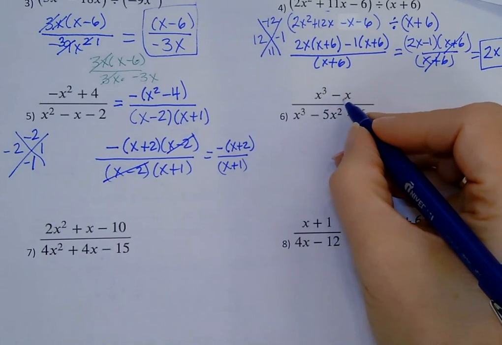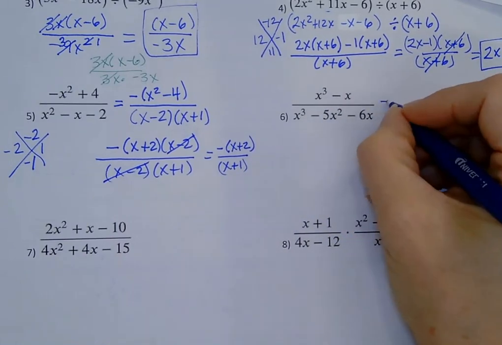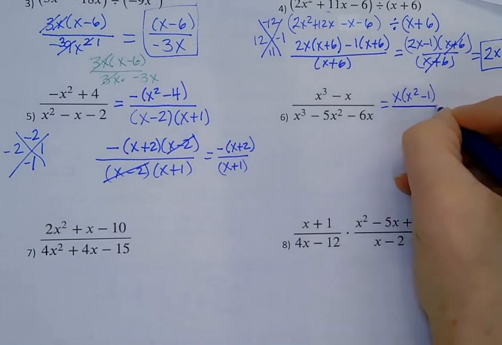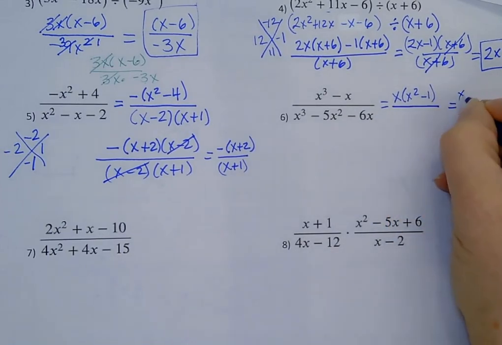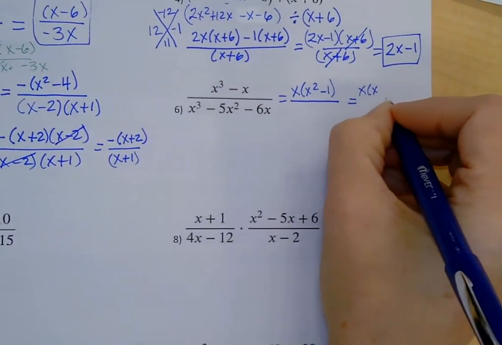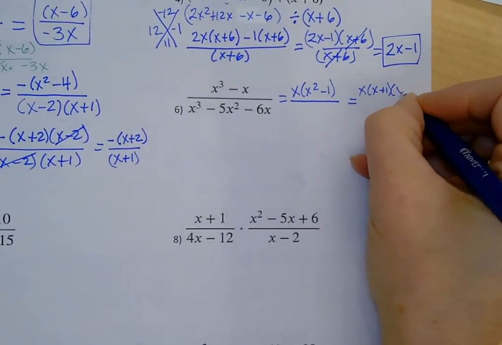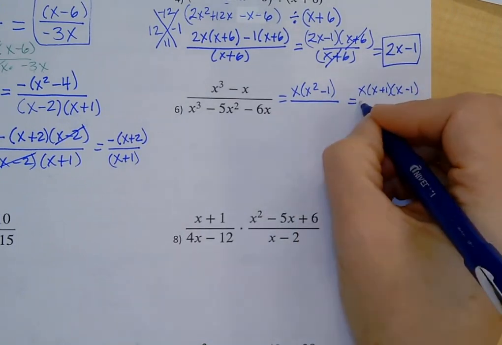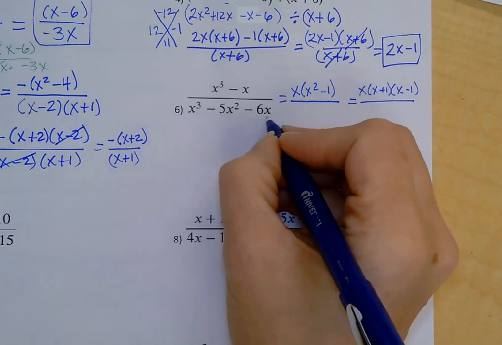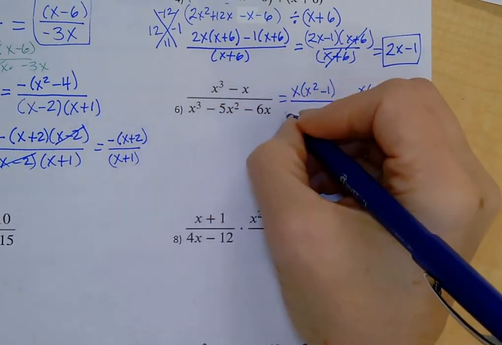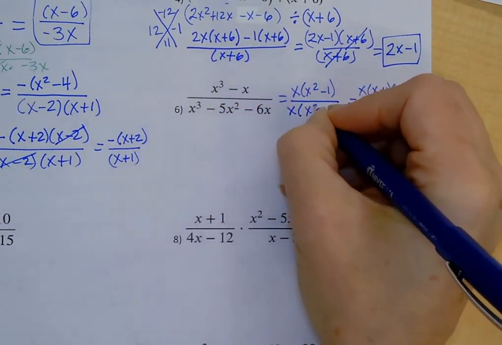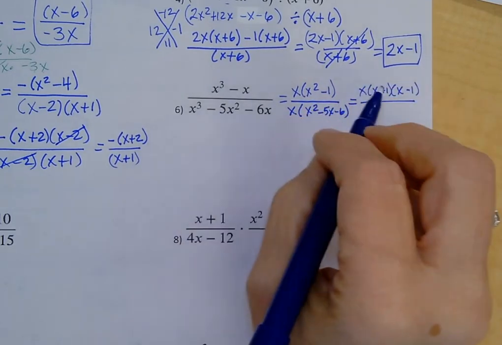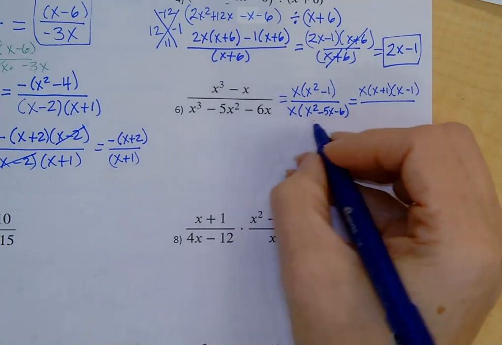Okay, x cubed minus x, you're going to see the same thing. It's going to be x times x squared minus 1, right? Which is going to be x times x plus 1 times x minus 1. With me? X squared minus 1 is a difference of squares. So that's my numerator. My denominator, I'm going to pull out an x. Okay, so it's going to be x times x squared minus 5x minus 6. Didn't we just do this a minute ago? I swear we did. Maybe it was on the other side.